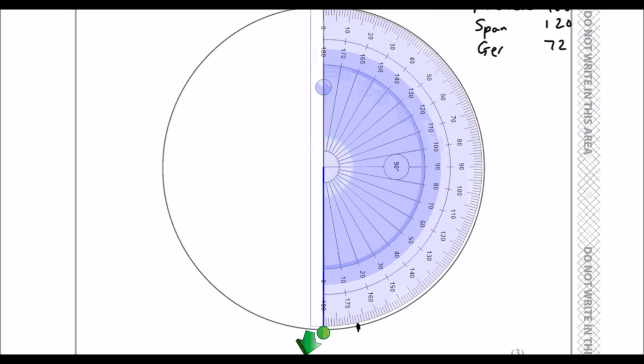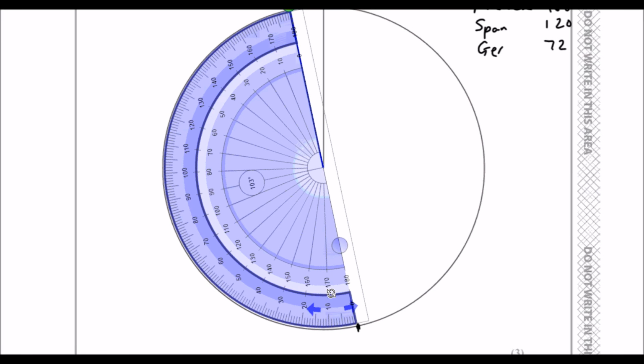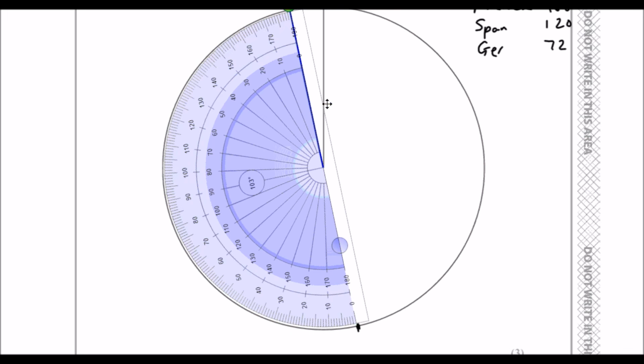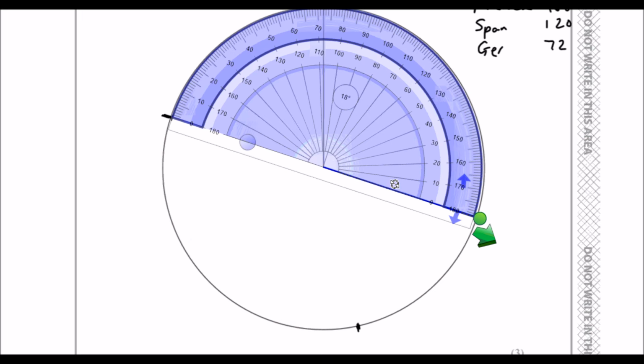And then I'm going to spin around the protractor. And that will be my new starting point. So that's my new 0, which was around there. And I'm going to measure my 120 degrees. So again, starting at 0, going around to 120, which is there. And then if I spin it round again, I should have 72 left, which I do.